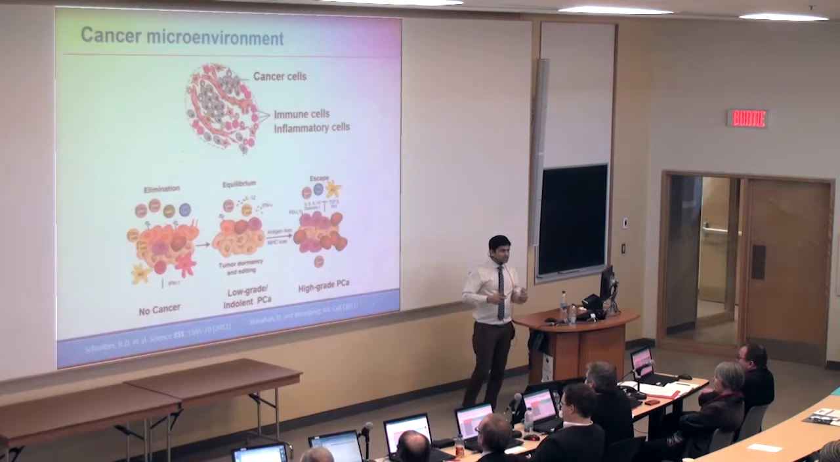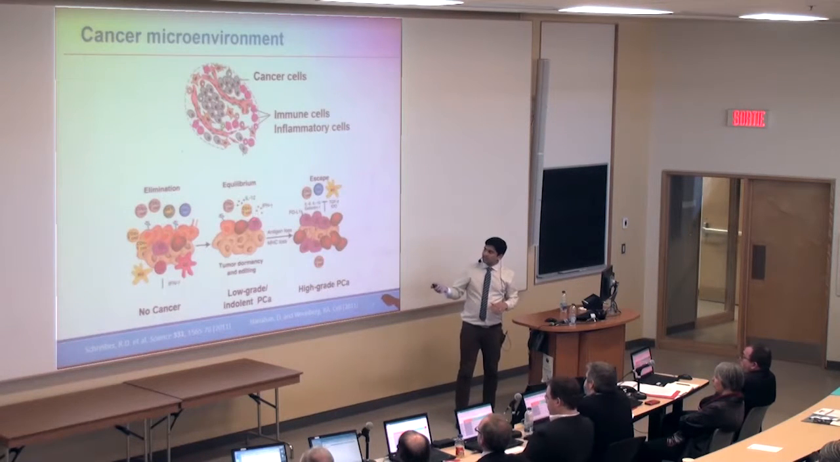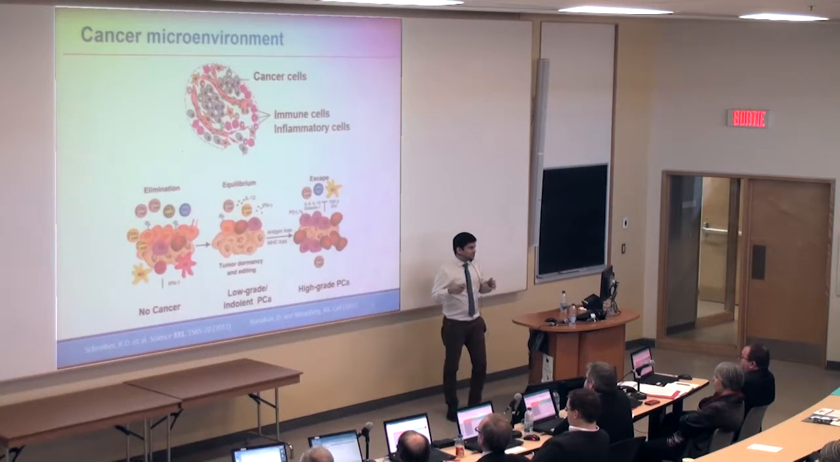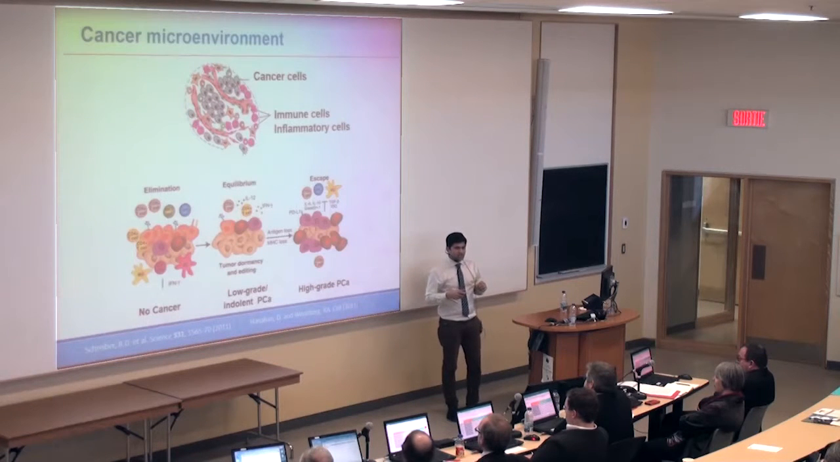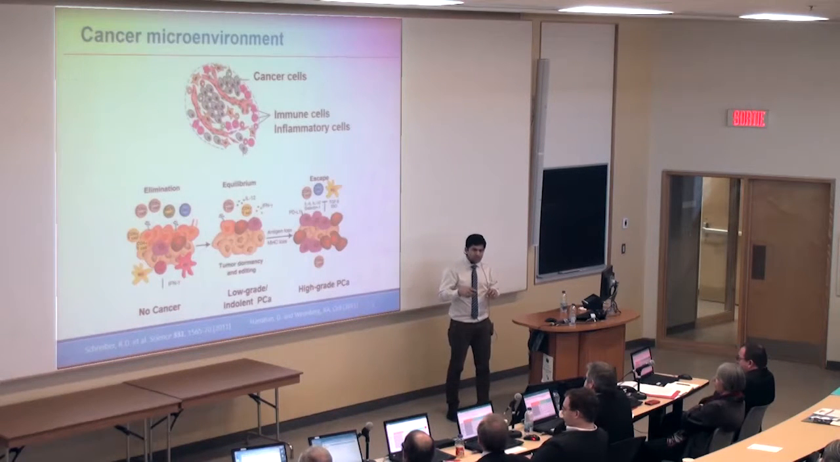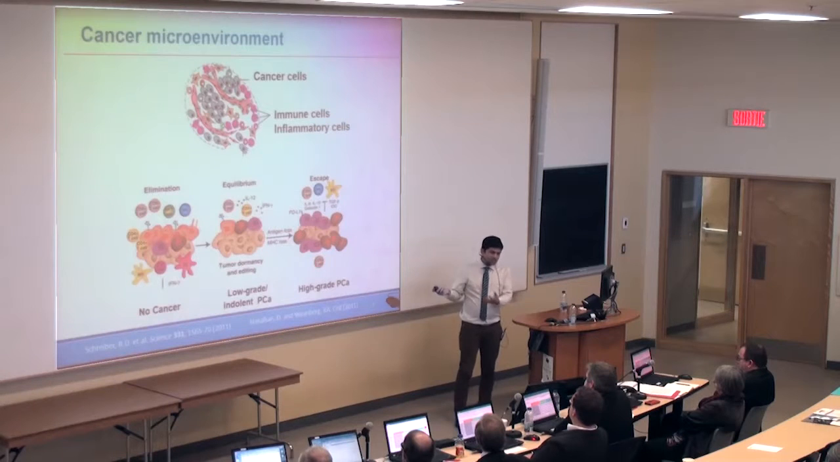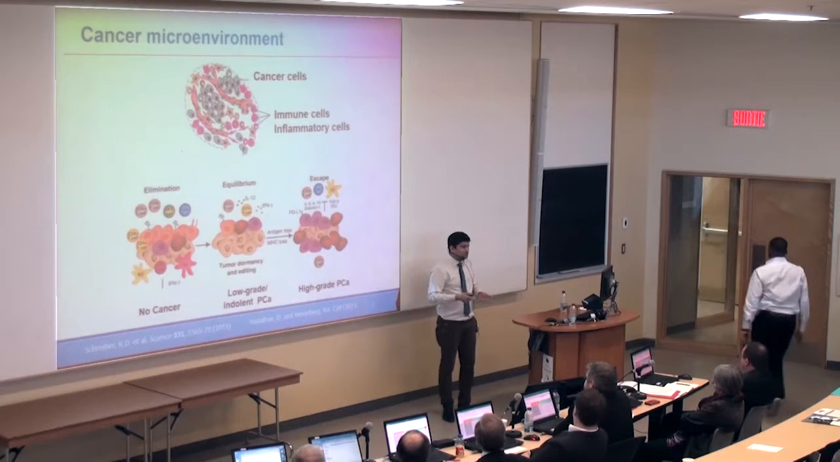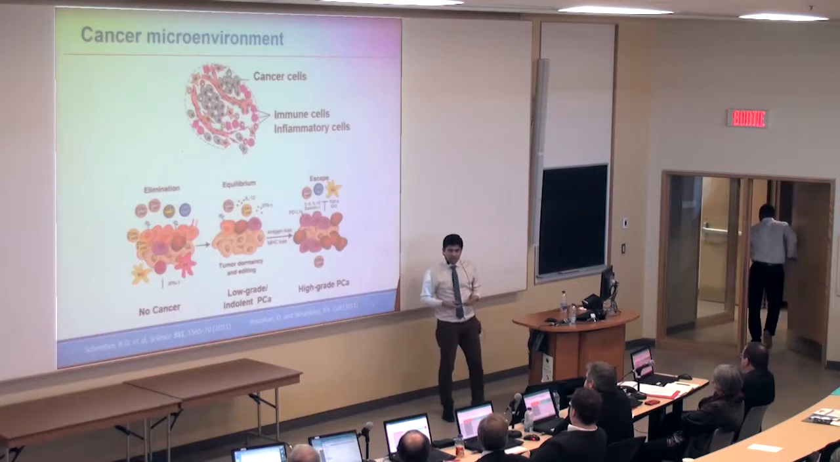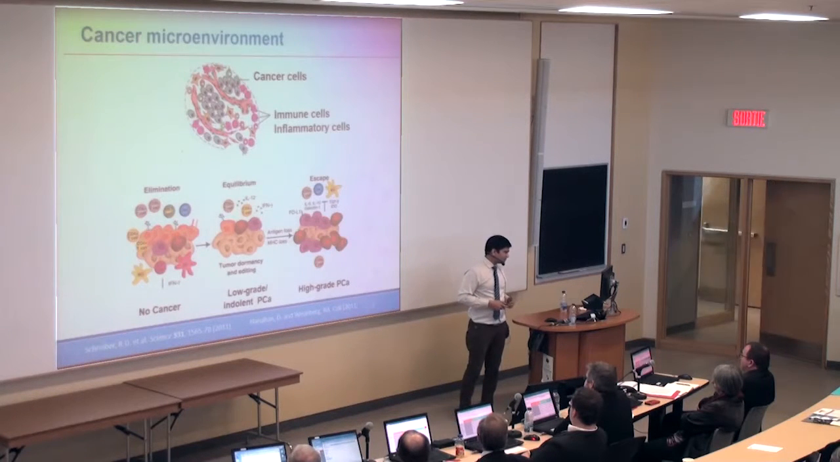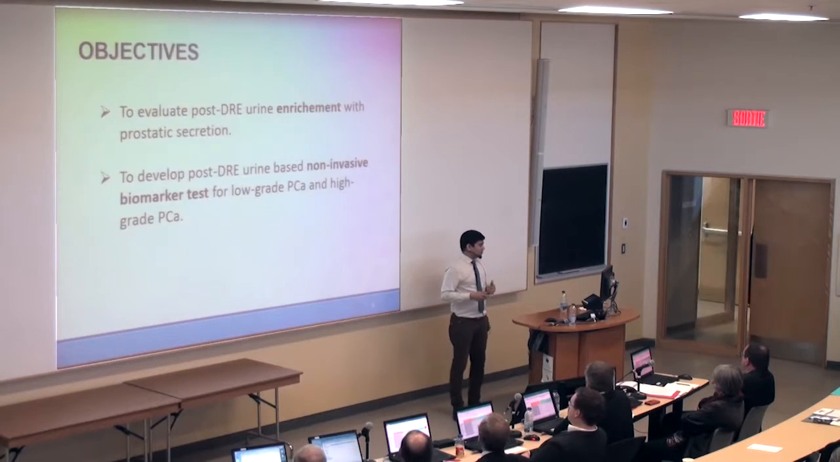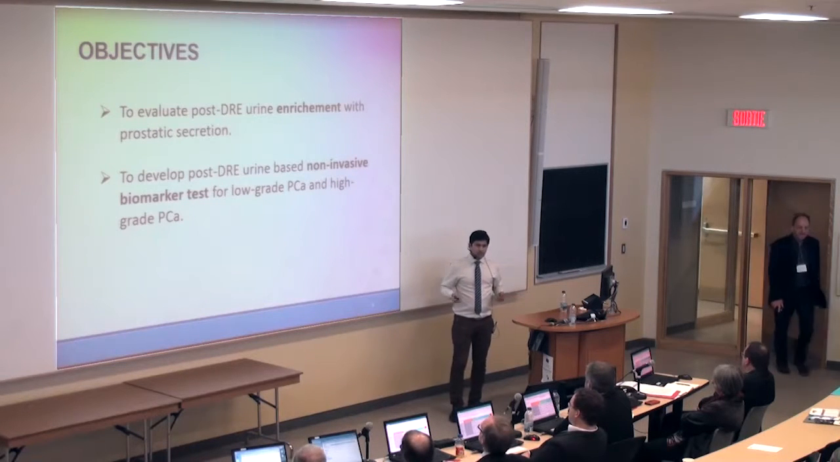So what we think is that all the cells are communicating with each other with cytokines and chemokines and inflammatory proteins. If we can track these proteins in the urine, we can define this stage, and it could lead to the development of a test that could be either equivalent to the Gleason grade or even better. So to that end, we have two objectives in this project.